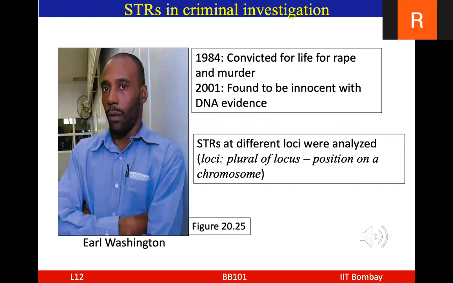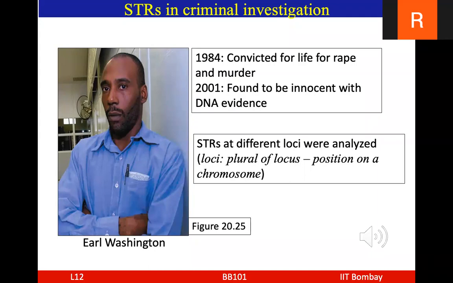I have shown you the slides before, where I said Earl Washington in 1984 was convicted for life for rape and murder. And after 16 or 17 years, in 2001, he was found to be innocent with the DNA evidence. So what is in the DNA that was analyzed, and how was it analyzed, by which he was found innocent?